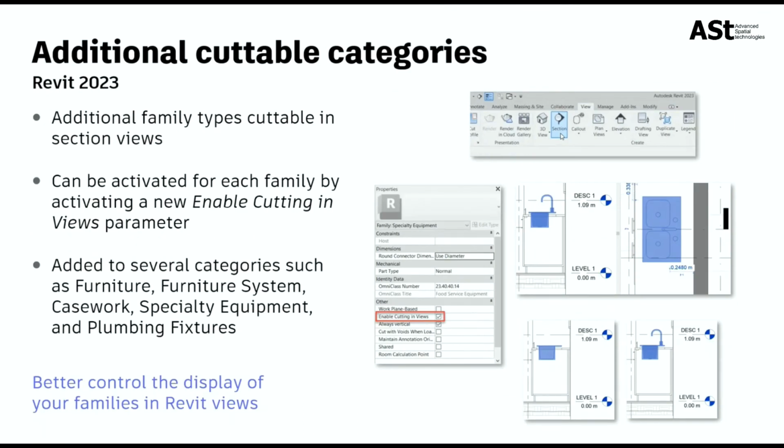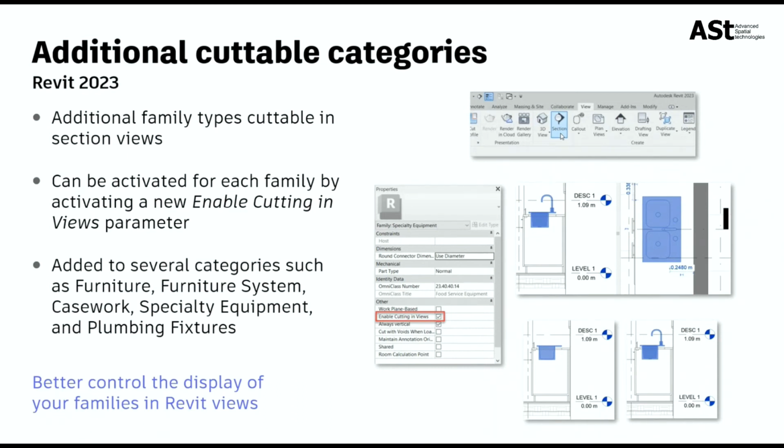When creating sections through Revit, the objects are generally cut automatically when the section plane passes through the geometry. However, there were a few Revit categories that have not been cuttable in previous releases. So you may notice this with furniture systems, casework, specialty equipment, and plumbing fixtures. So 2023 has enabled cutting for these categories.